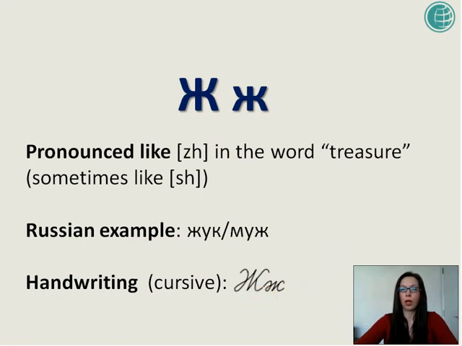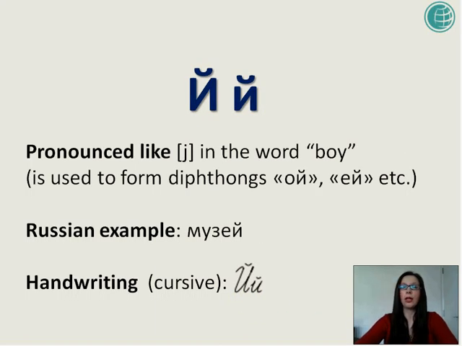Ж, pronounced like zh in the word treasure, and sometimes it can be pronounced like sh. Again, I will explain you in the next lesson why it can be like this. A Russian example, жук, which means bug, and муж, husband, and a quite complicated cursive.